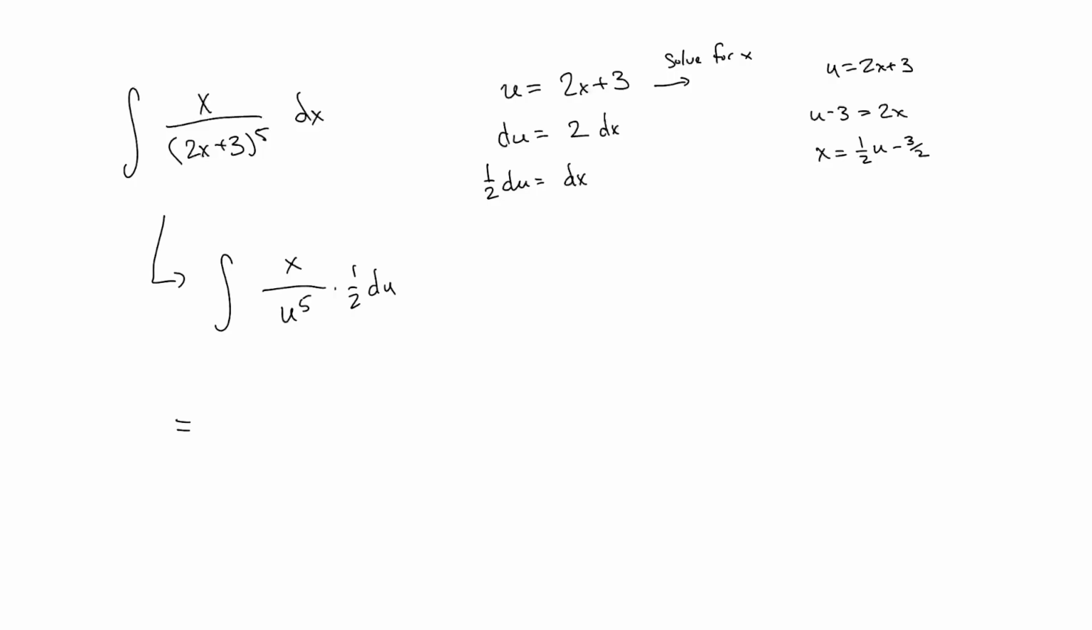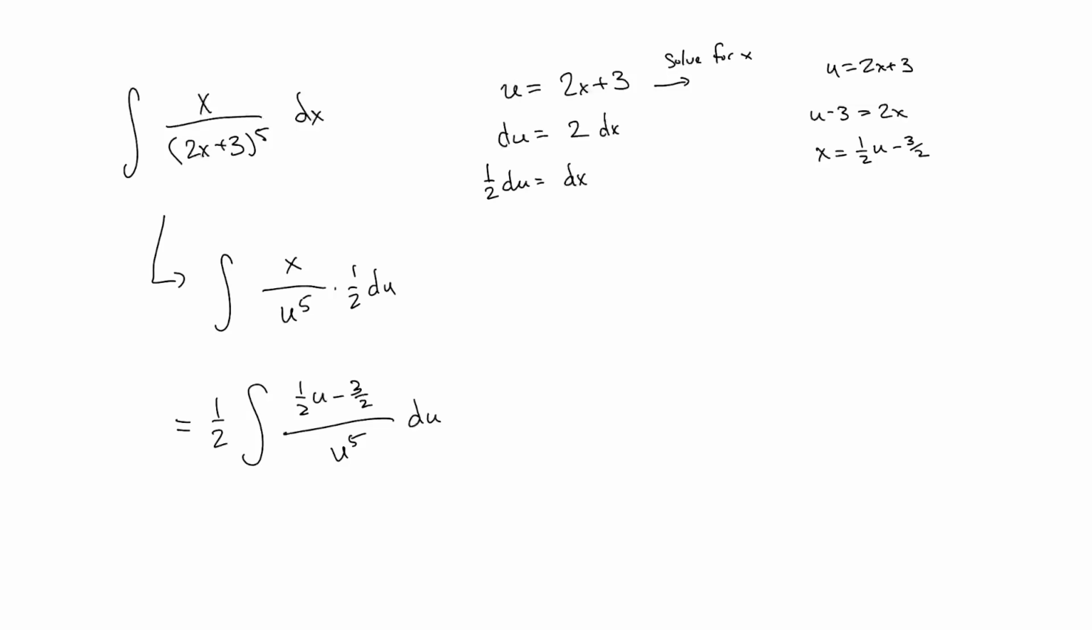So this is the integral. Would you mind if I take this 1/2? This 1/2 is going to pull all the way out of the integral because it's just a multiplied constant on the inside. So let's put that outside. And then I got (1/2 u minus 3/2) over u to the 5 du. All right, that was the hard step, I suppose.